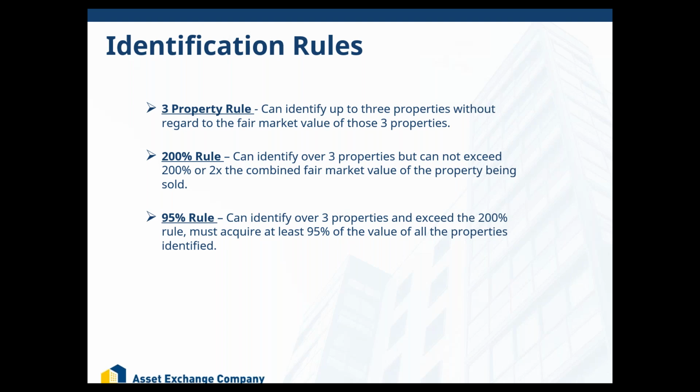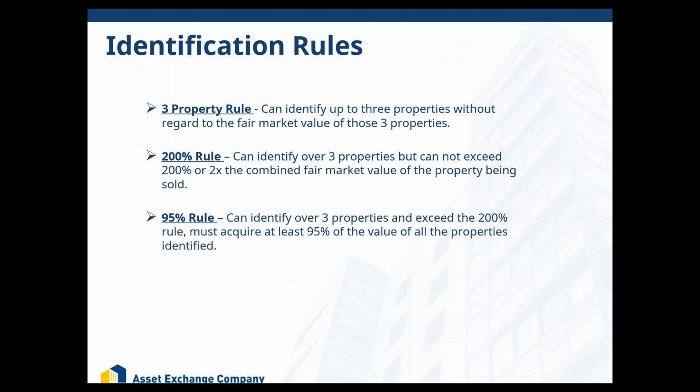So the most popular rule that we see investors enacting is referred to as the 3-property rule, all right? And the 3-property rule states this: you can identify up to 3 properties without regard to the fair market value of those 3 properties. So what exactly does that mean, right? Fair market value. Well, if you identify 3 properties or less, okay, the purchase prices of any of those properties can be any dollar amount. It does not matter as long as you identify 3 properties or less.